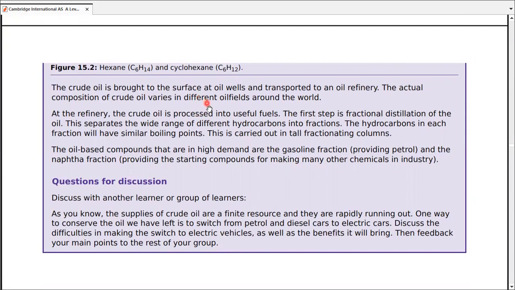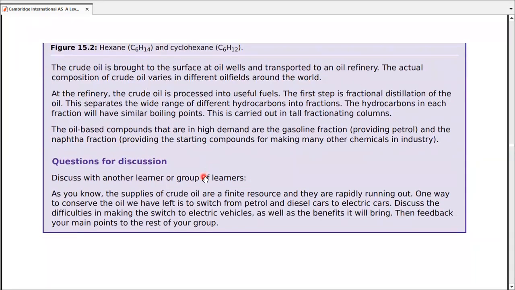We bring the crude oil to the surface with the help of oil wells, and it is transported to an oil refinery. The actual composition of crude oil varies in different oil fields around the world. At the refinery, we process the crude oil into useful oils. The first step is fractional distillation of the oil. It separates the wide range of different hydrocarbons into fractions. We have discussed different fractions in different books.